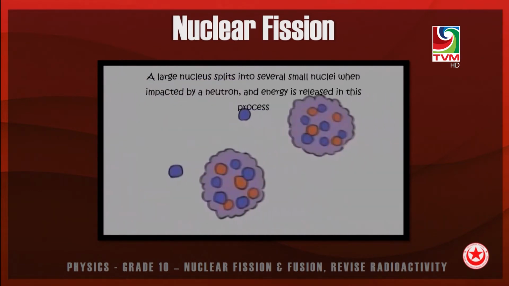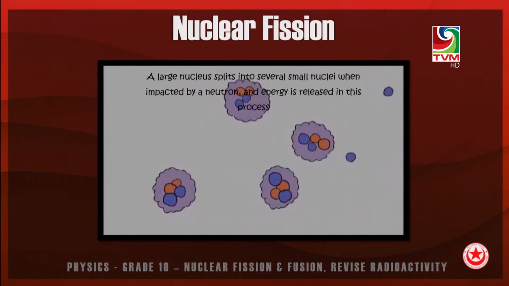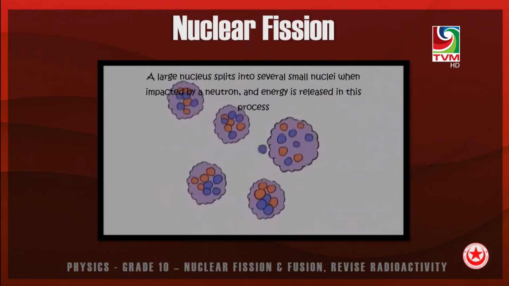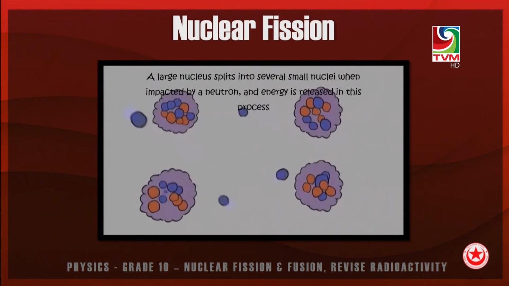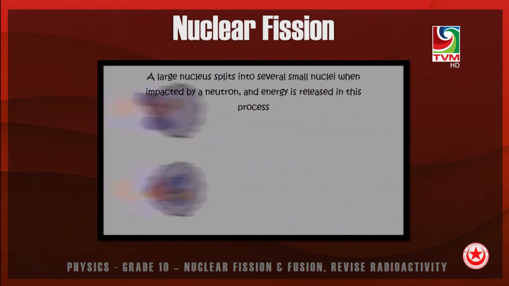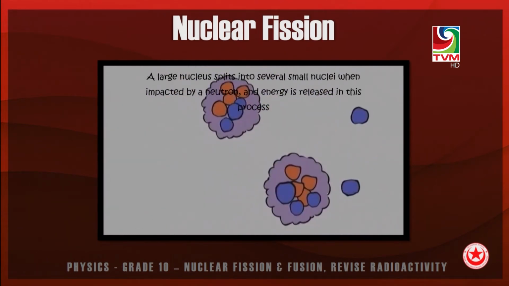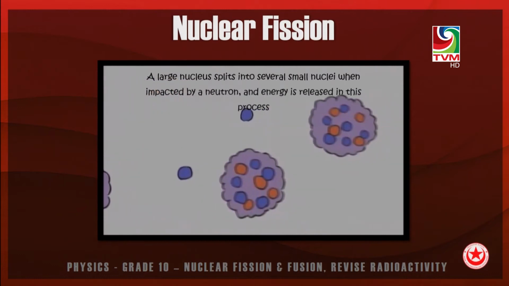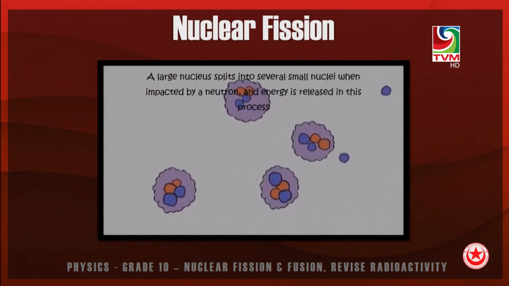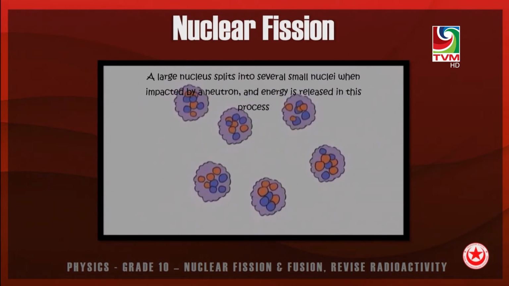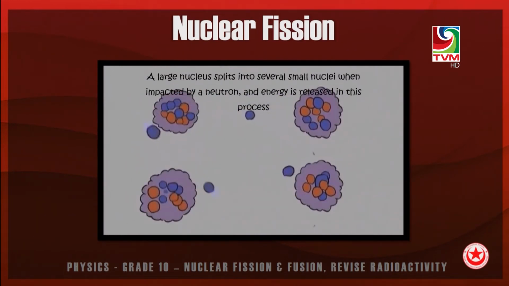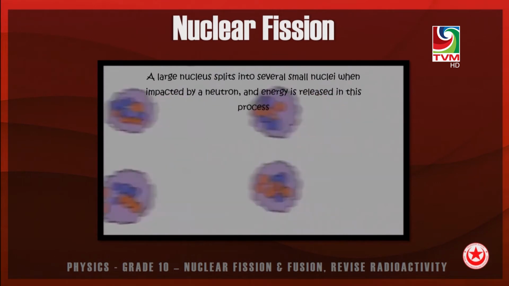In nuclear fission, a large nucleus splits into smaller nuclei and with that it releases a lot of energy. Now you can see when a neutron hits a large nucleus, it splits into smaller nuclei and releases a lot of energy, and this process is called nuclear fission.